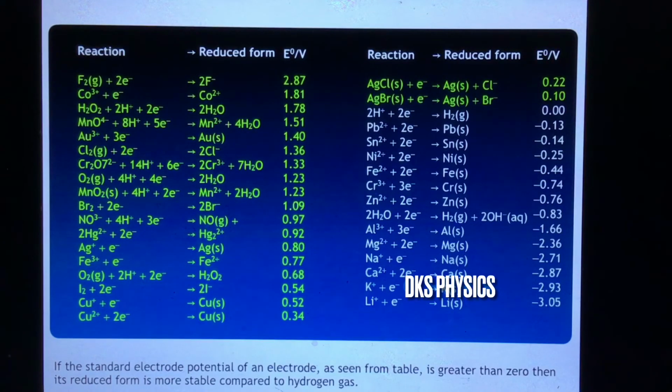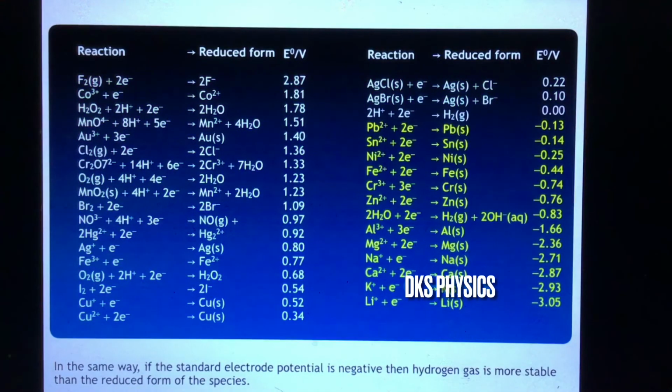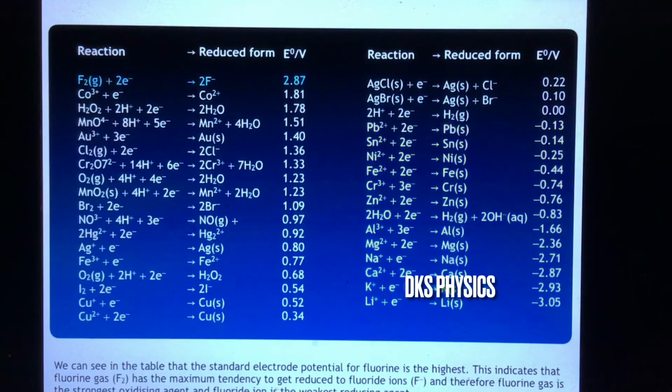If the standard electrode potential of an electrode, as seen from the table, is greater than 0, then its reduced form is more stable compared to hydrogen gas. In the same way, if the standard electrode potential is negative, then hydrogen gas is more stable than the reduced form of the species. We can see in the table that the standard electrode potential for fluorine is the highest. This indicates that fluorine gas F2 has the maximum tendency to get reduced to fluoride ions, F-. This means that fluorine gas is the strongest oxidizing agent and fluoride ion is the weakest reducing agent.